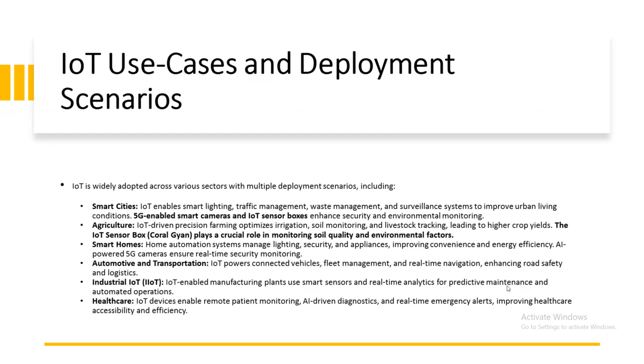Let's see what we have right now. Smart cities: IoT enables smart lighting, traffic management, waste management, and surveillance systems to improve urban living conditions.